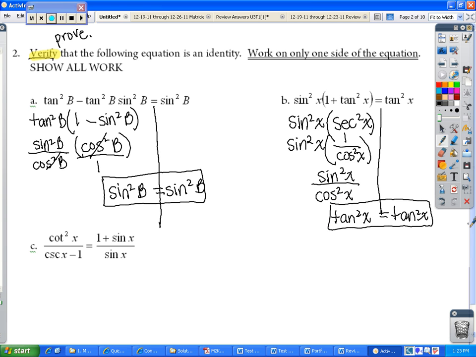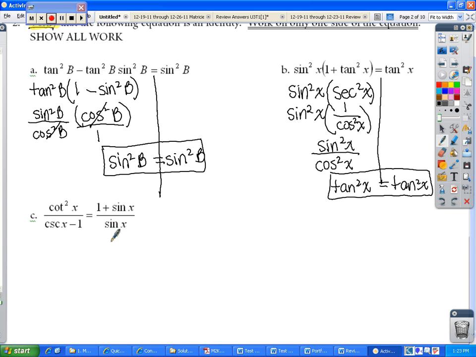Letter C perhaps involves a little bit more work, but it is possible to simplify very easily. Now remember, there's a lot of great ways to get from one to the other, and you can work with either side that you want to work with. I'm going to choose to work with the cotangent squared x side, and I'm going to choose to leave them in my reciprocal identities, or my reciprocal functions. So I'm going to rewrite cotangent squared as cosecant squared x minus 1.